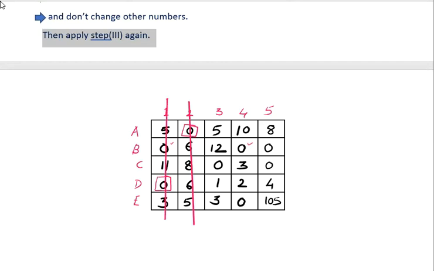Then look at the numbers in the fifth row. There is a single zero in the fifth row. Use it and draw a vertical line. Now after the fifth row, look at the columns with single zero. So third column contains single zero. This is the third column. It contains single zero. So when we make an assignment in a column, we have to draw a horizontal line.